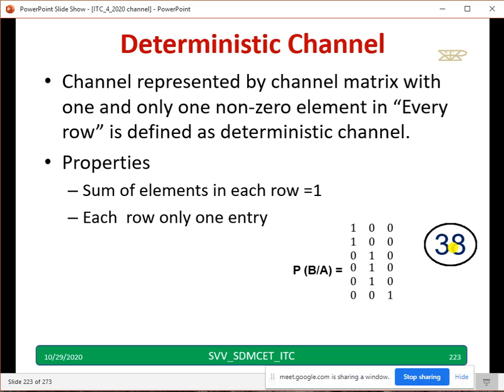And that is a cascaded channel. That almost completes this chapter. And next class we can go to part B. We used to say part A and part B.